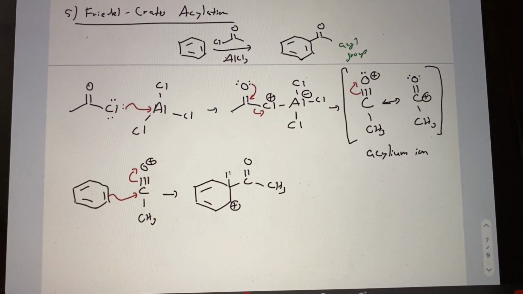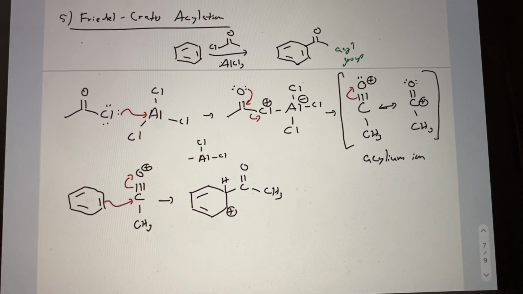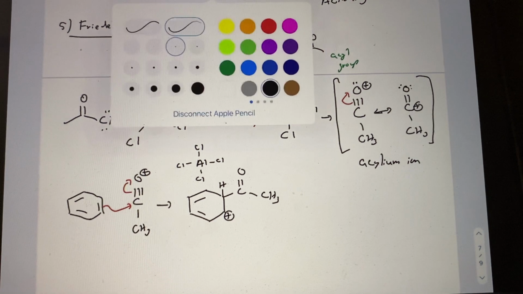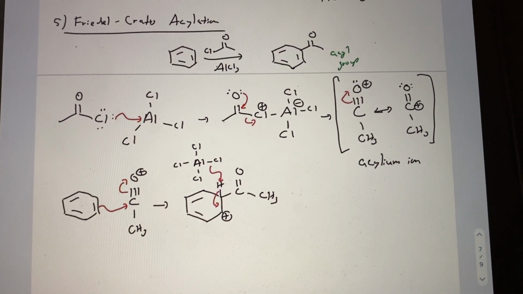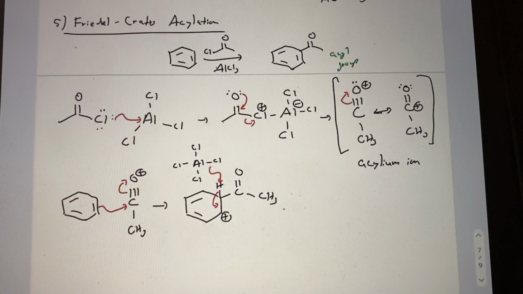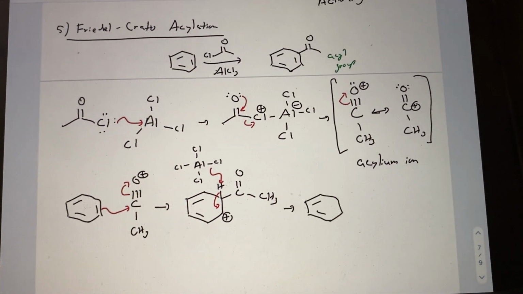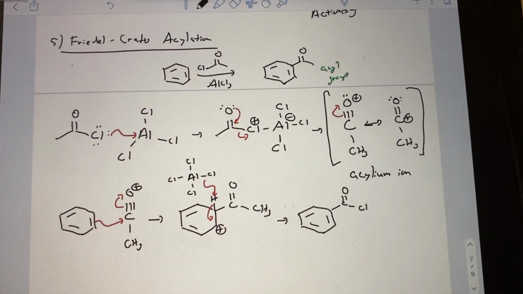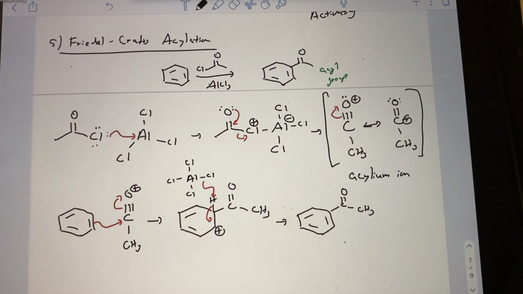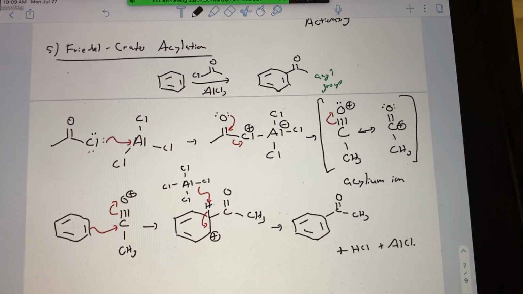Now to regenerate our final product, we still have that AlCl4 minus. Doesn't matter which chlorine we use. This one's close. Form our major product of interest. We'll keep the C there, we don't have to draw it. Plus again HCl plus AlCl3.